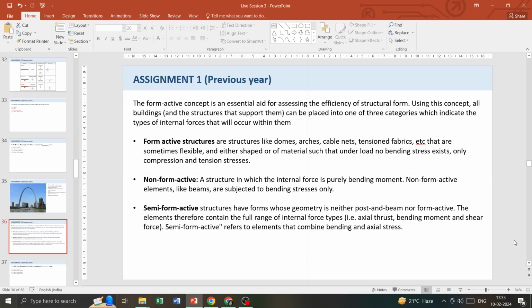So for example, there is a building and it has a structure, or let's just take the structure. The kind of forces that act on this structure, because of the shape of that structure, it will have some internal forces. So the load that is being applied on that structure, the type of internal forces that are generated in a structure because of its shape can be divided into three types. These three types are form active structures, non-form active structures, and semi-form active structures.